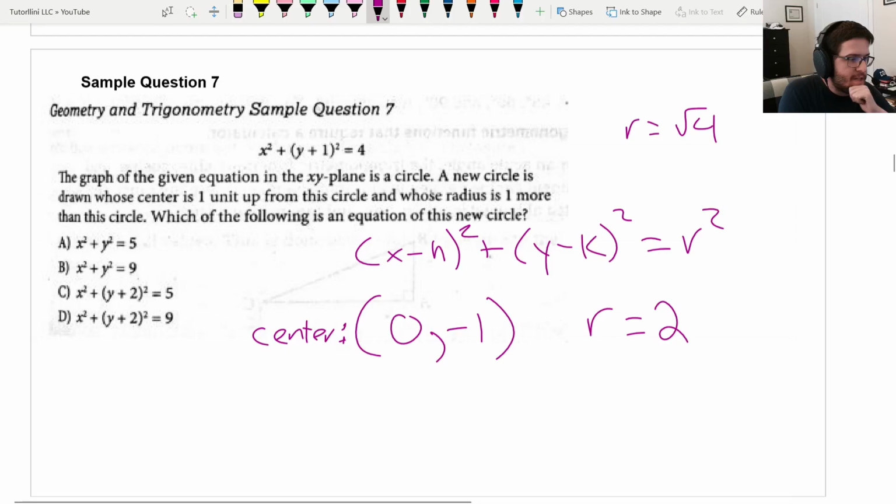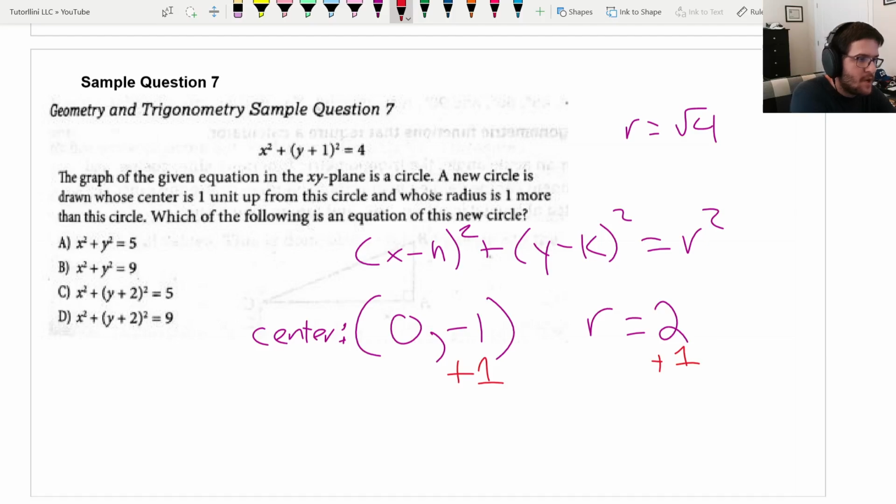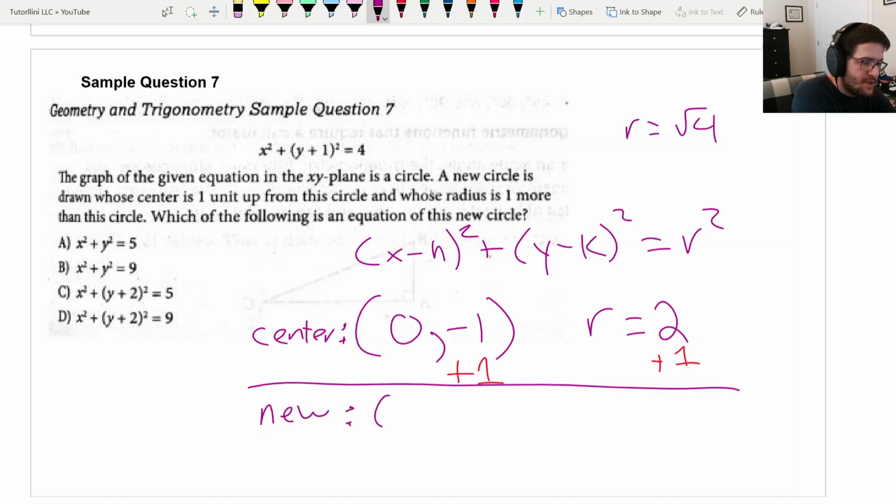Now we want to find a center which is 1 unit up. So to move up, we add to y. So we're going to add 1 to y. And then we also want the radius to be 1 more. So we're going to add 1 to the radius. So the new center is 0, negative 1 plus 1 is 0. And then the new radius is 2 plus 1, which is 3.